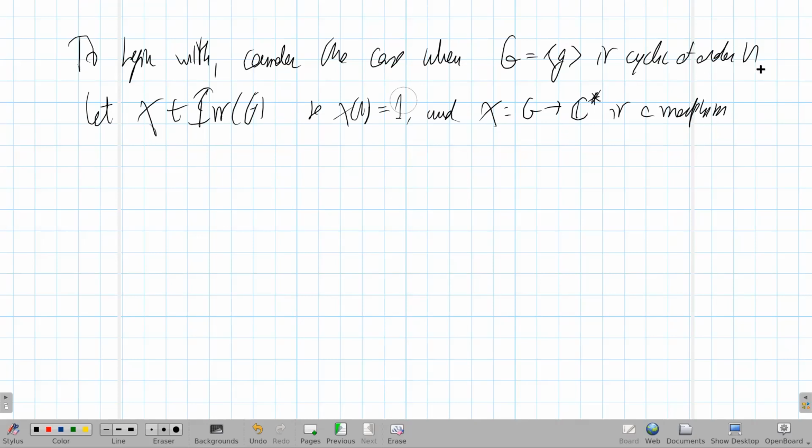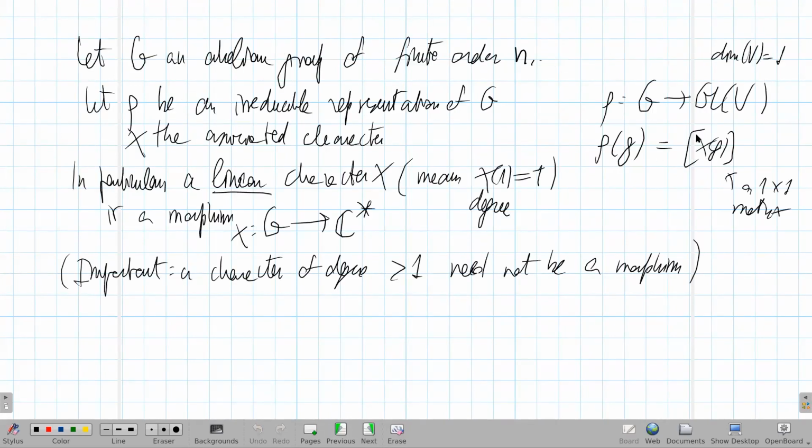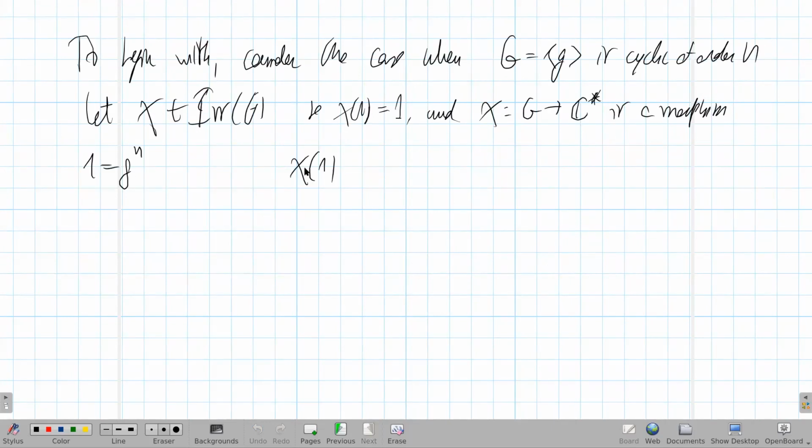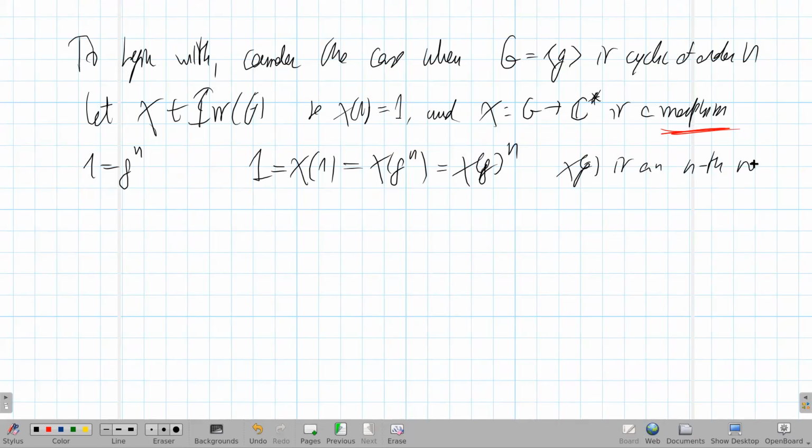Of course, since G is cyclic of order n, we have that g to the n is 1, okay? So if I apply chi, which is a morphism, I could have applied the representation, but the difference between the representation and the character is just these brackets, so it's the same. I'm doing it without brackets, okay? So this is 1, but this is chi of g^n. And since this is a morphism, let's underline this, it's a morphism, this is chi(g)^n. Therefore chi(g) is an nth root of unity.